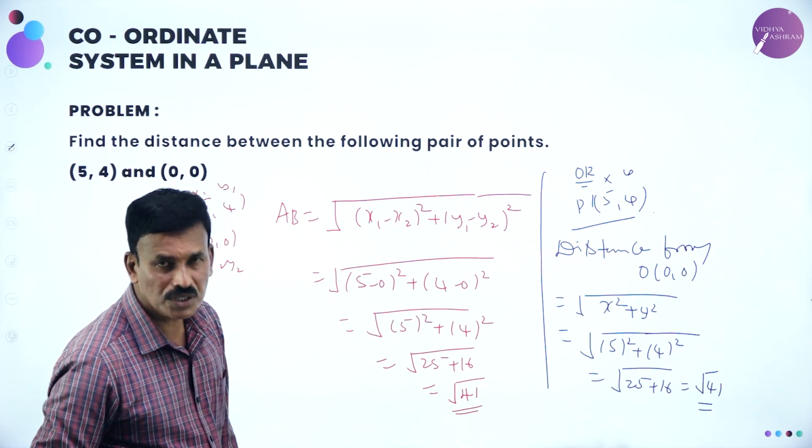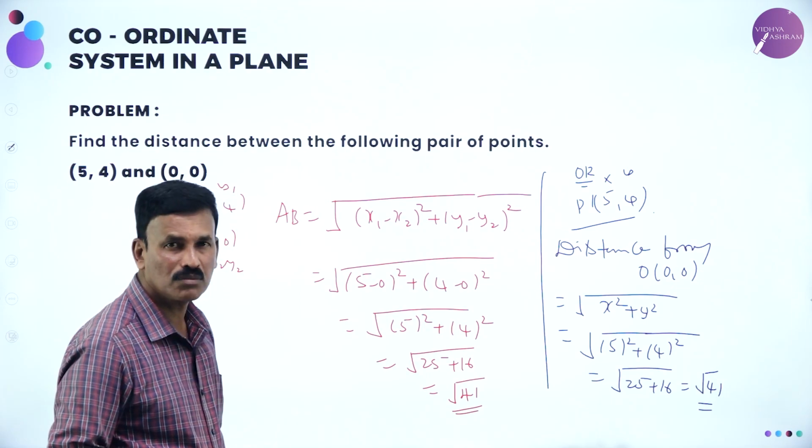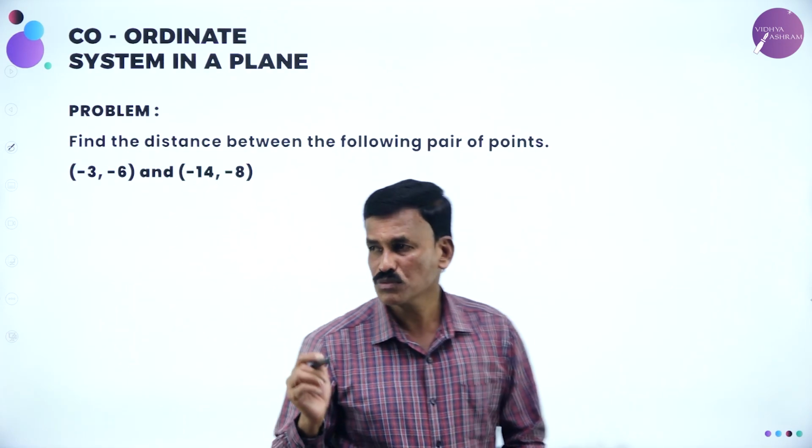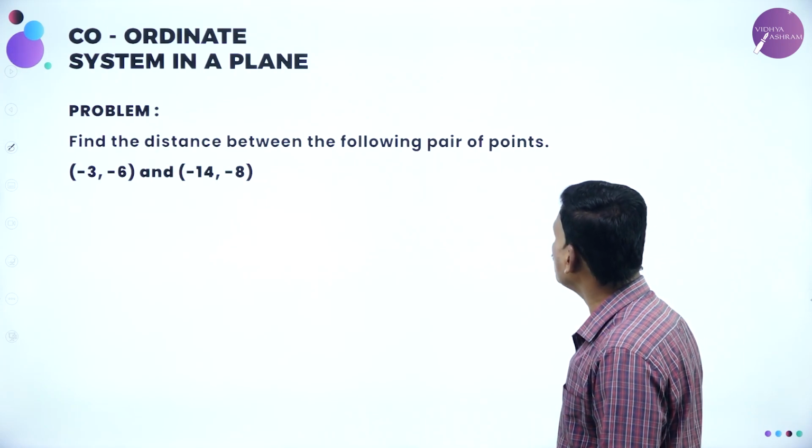This is by knowing the straight away distance of a point from the origin. So you will get the same answer, right? Now let us move on to the next problem. Find the distance between the following pair of points.